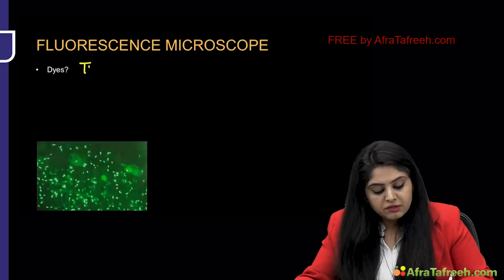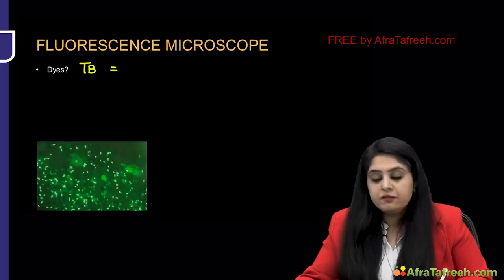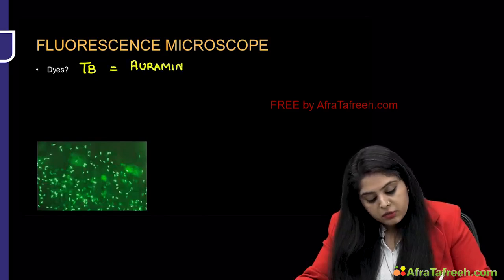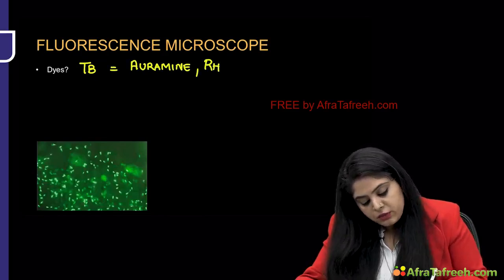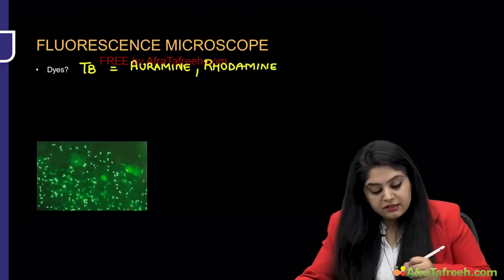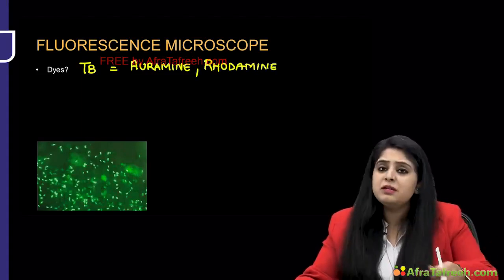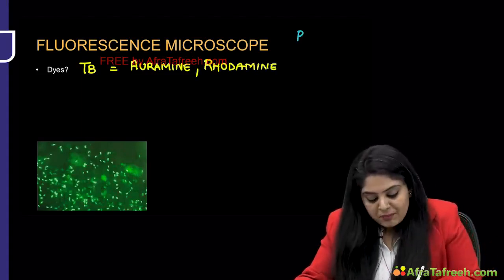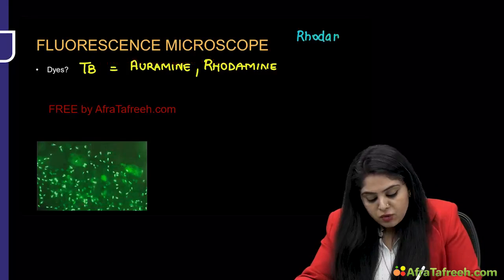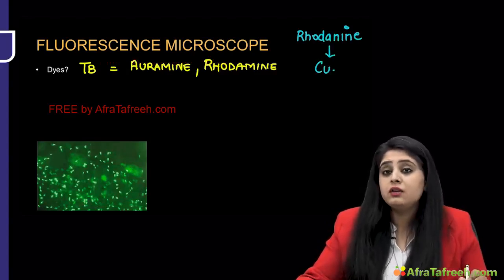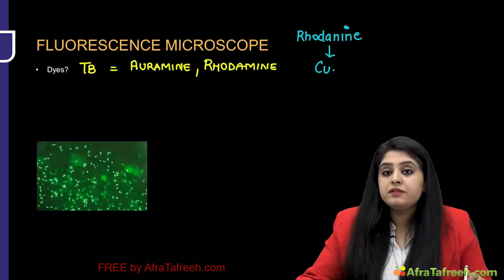So if I am suspecting a case of TB, the fluorescent dye that I will be using will either be auramine or it is going to be rhodamine. Okay. Next, because we are doing two subjects together, let's integrate in between subjects only. There is something called rhodamine, and I don't want all of you to get confused, because rhodamine was something that we were studying for copper. Okay, remember rhodamine, copper.